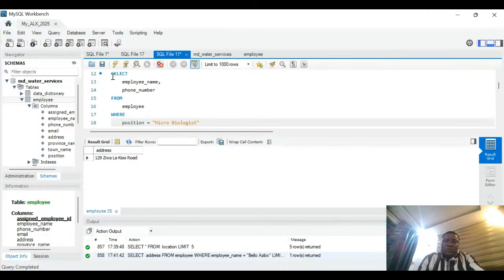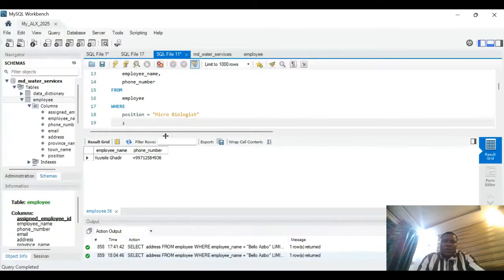of the person bearing the position of a microbiologist. So this is what we have. Let's execute this one over here, and then let's see what it returns. So here we are.